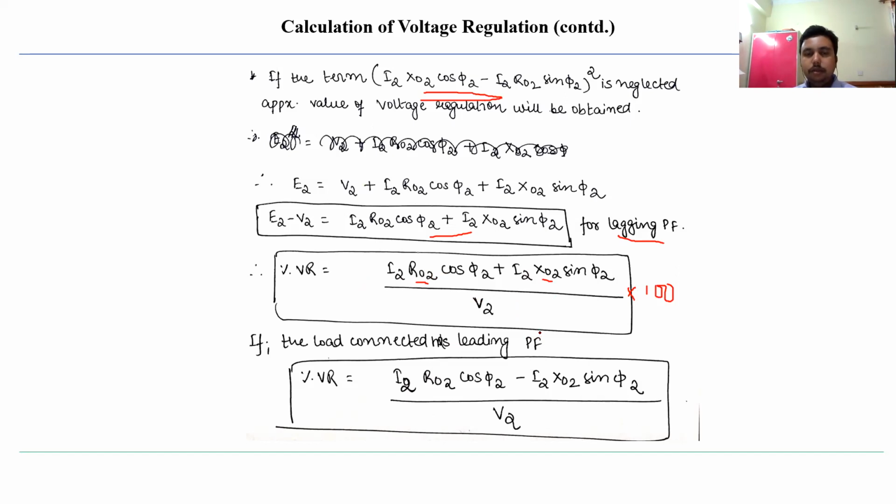The other case we can have is the leading power factor. If the load connected on the secondary is leading in nature, the phasor will change. Instead of I2 lagging, it will be leading V2, and accordingly you can create the corresponding phasor diagram. So this will be I2 into R02, and from here you get I2 into X02, and joining these phasors gives I2 into Z02, and finally you join the phasor for the value of E2. With this analysis, the simple change is that instead of the plus sign, the minus sign appears, and you can get the voltage regulation if the nature of the load is leading. This formula can be used to find the voltage regulation.